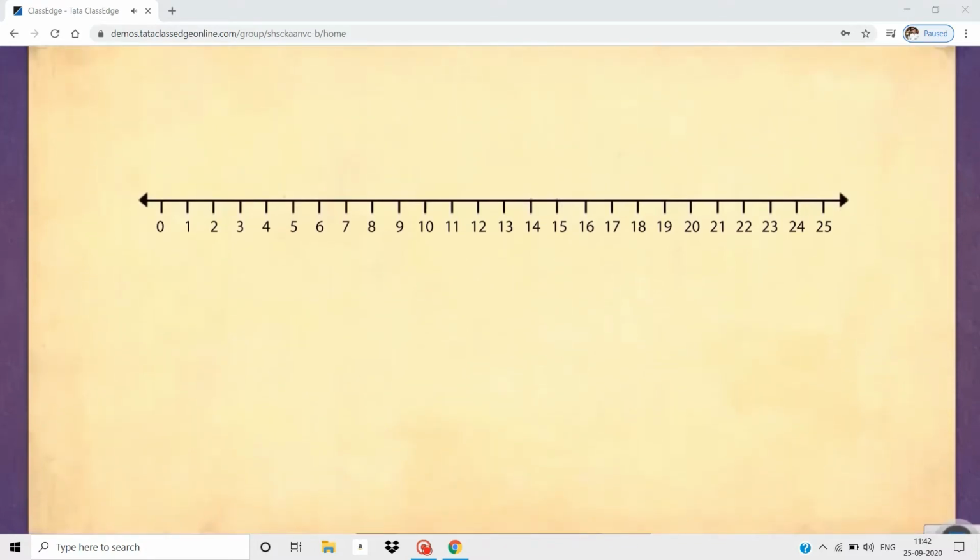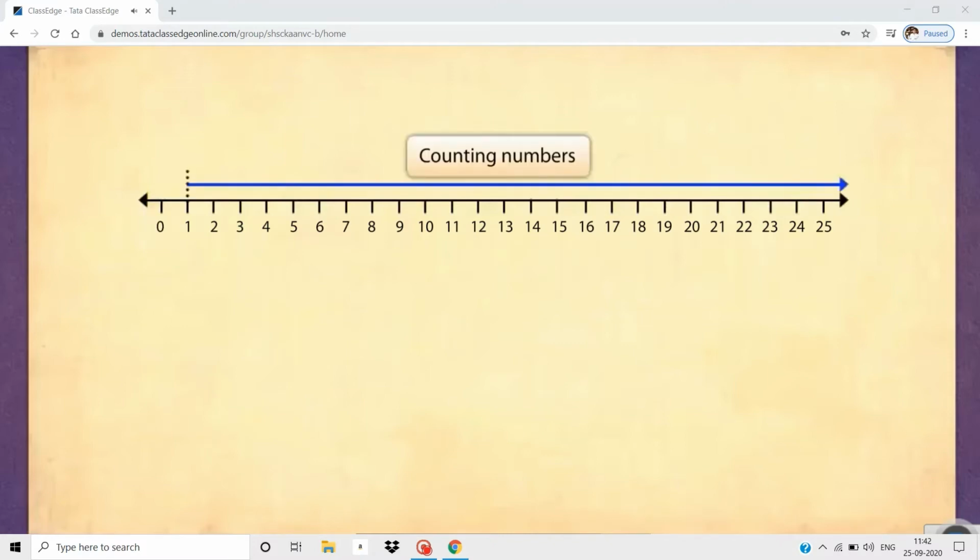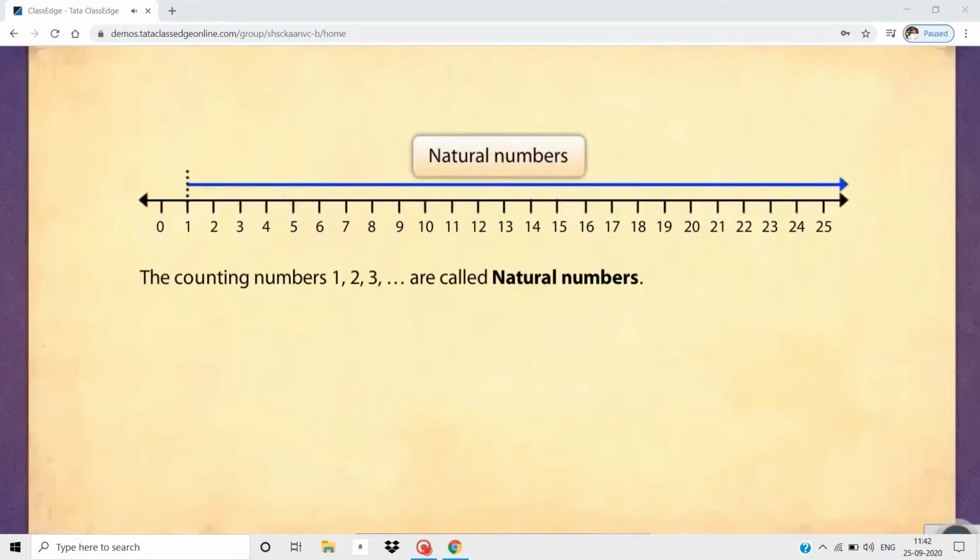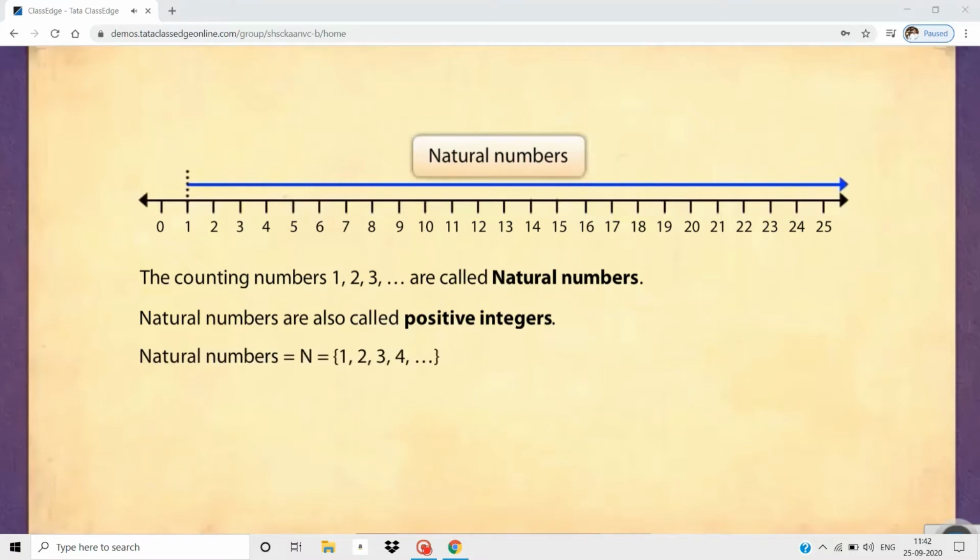We start counting from 1 if there is at least one object. When there are 0 objects, there is nothing to count. So all numbers, 1 onwards, are called counting numbers. And these counting numbers are called natural numbers. They are also known as positive integers. Natural numbers are denoted like this.